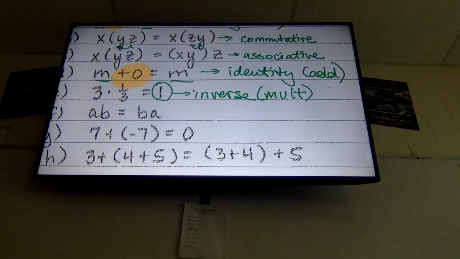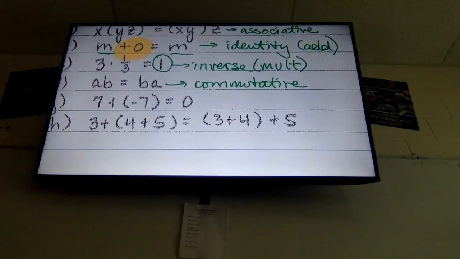All right, A times B equals B times A. Yeah, Billy. Commutative again, very good. All right, just 2 more identities. 7 plus -7 equals 0.